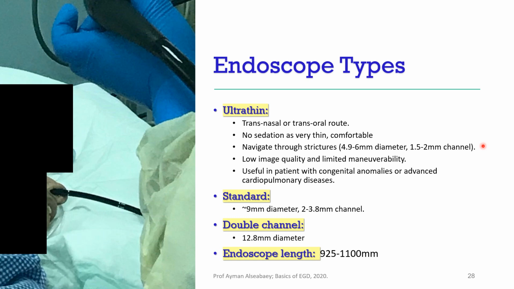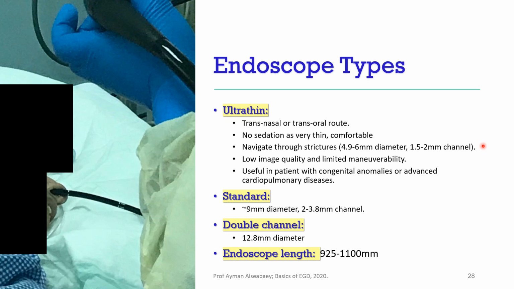Before you fix a Ryle's tube, you don't give sedation to the patient. It has multiple benefits. The first one is that it does not need sedation, so you can use it in a patient with advanced cardiopulmonary disease. If the patient has congenital anomalies in his mouth, like this patient in this photo, you can do endoscopy transnasally. This is a patient with cerebral palsy. I did transnasal endoscopy for him.